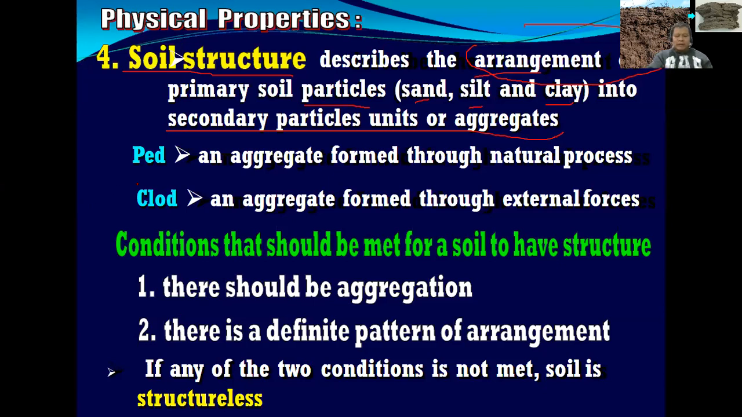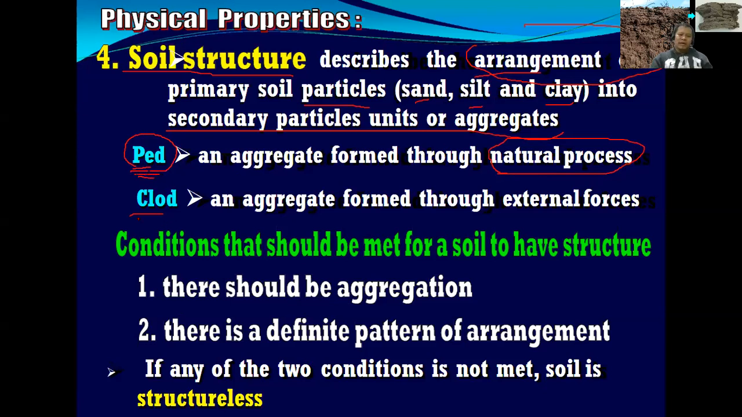So we have some terms here. Of course, these are just aggregations of the primary particles. We have a ped. A ped is an aggregate formed through natural processes. If we find soils on the ground, in the forest, or in any agro-environment, and we find any arrangement of small individual particles that formed naturally, that's considered a ped. They were formed as aggregations by natural means.